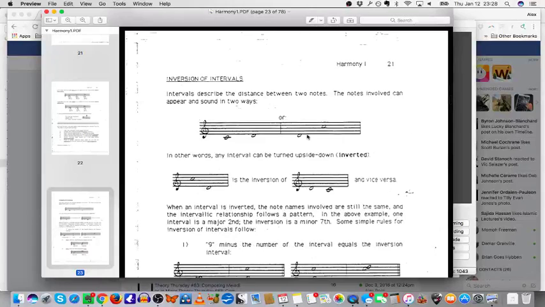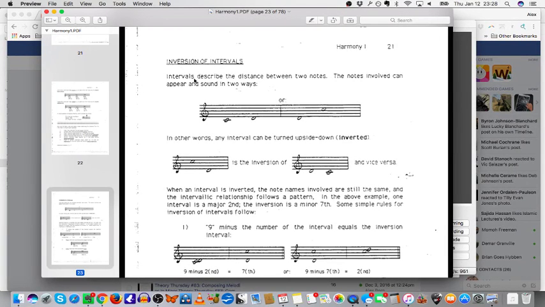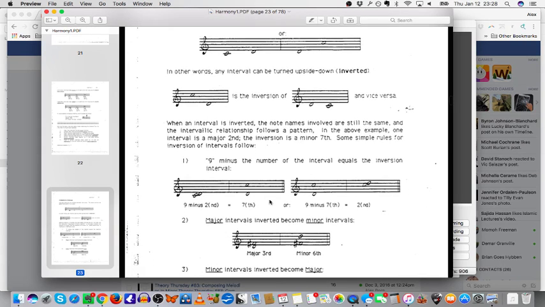So here's what we're talking about. Intervals describe the distance between two notes. The notes involved can appear and sound in two ways. C to D or D to C, right? So this close, or bring the C up an octave, you get that interval. In other words, any interval can be turned upside down or inverted. This is the inversion of this. Okay, so we have a minor seventh is the inversion of a major second, and vice versa.